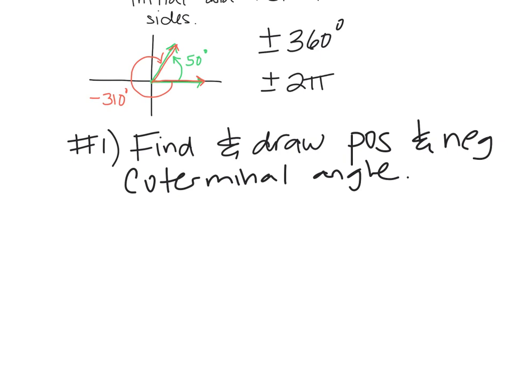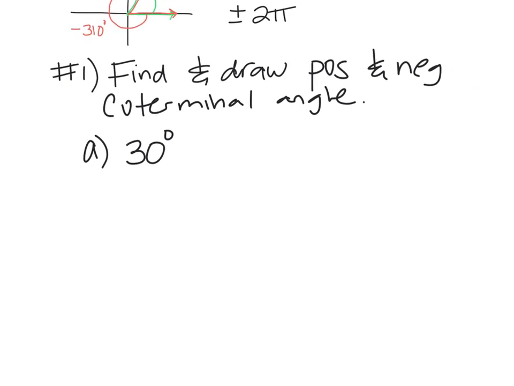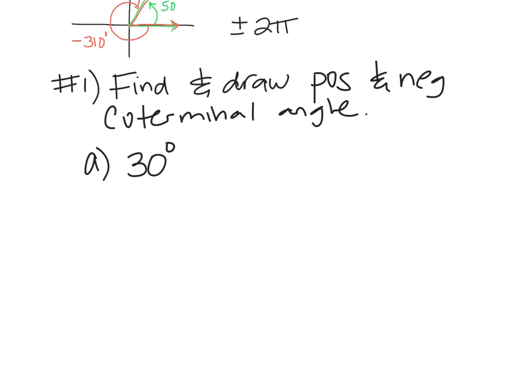Okay? So you're like, what are these used for? Not yet. We're not there yet. All right, so here we go. Let me give you 30 degrees. A 30-degree angle. If it's given to you in degrees, the answers should be in degrees. If it's given to you in radians, the answers will be in radians, okay? So let's go ahead. We're going to find and draw a positive and negative coterminal angle to 30 degrees.